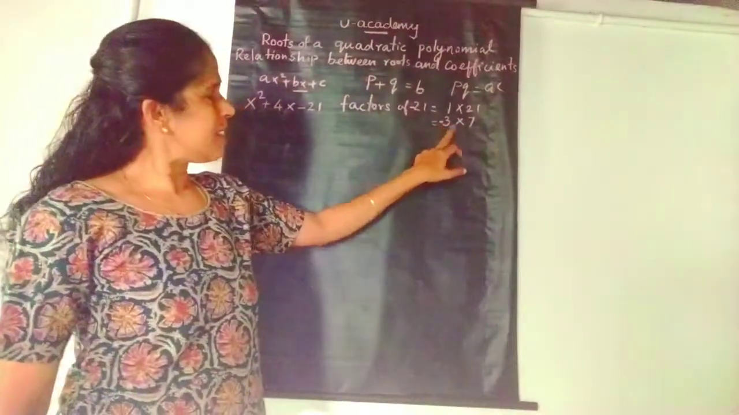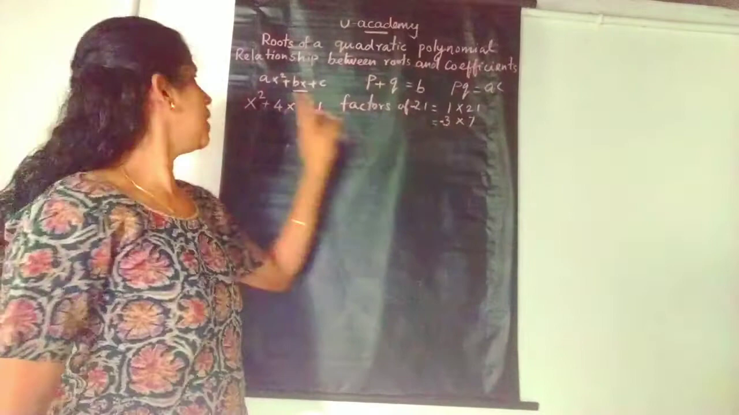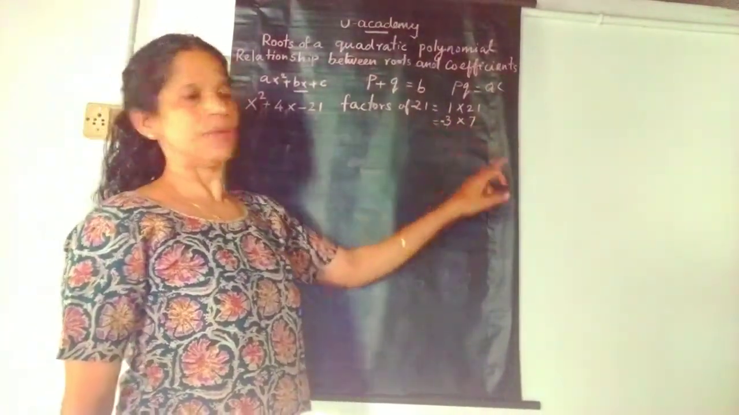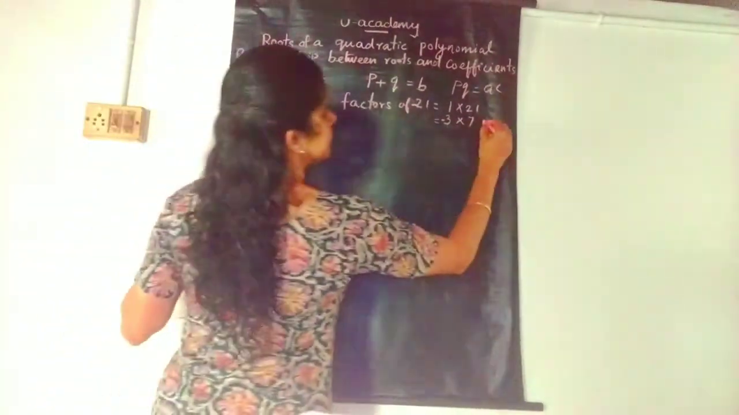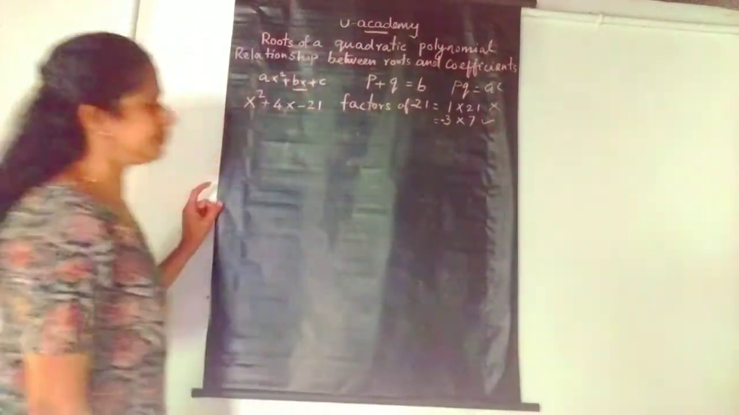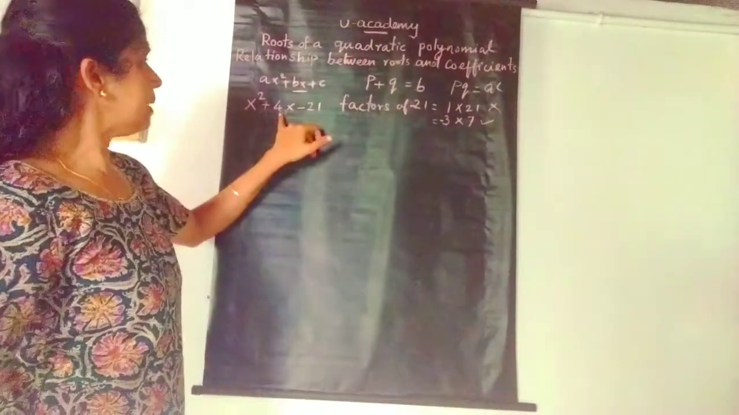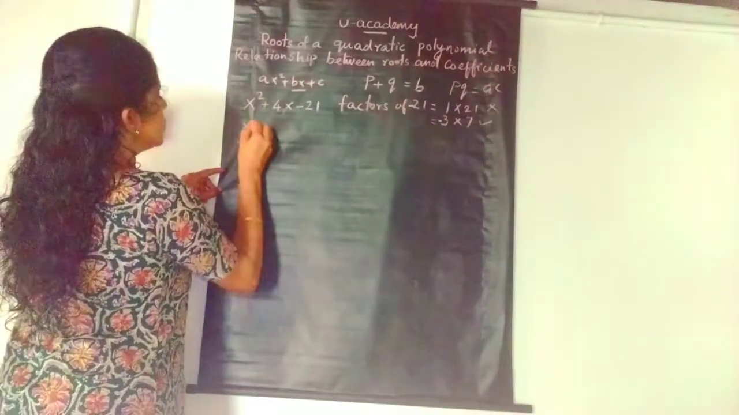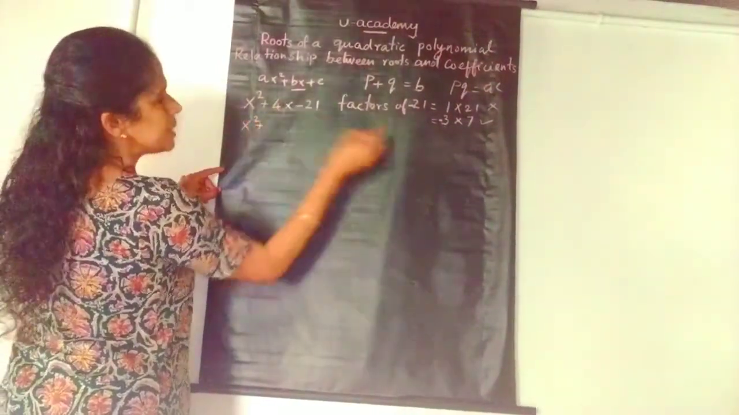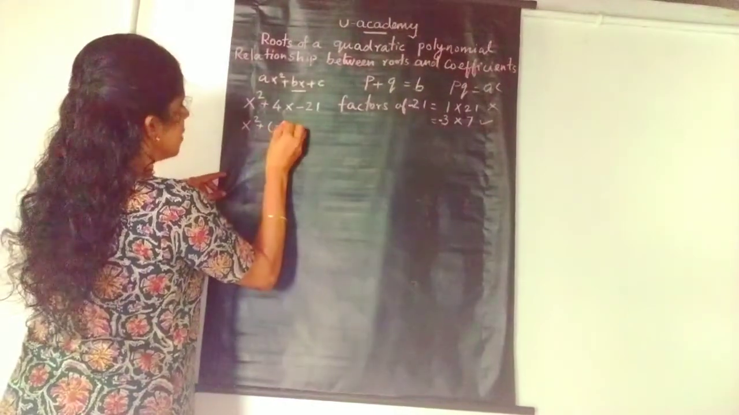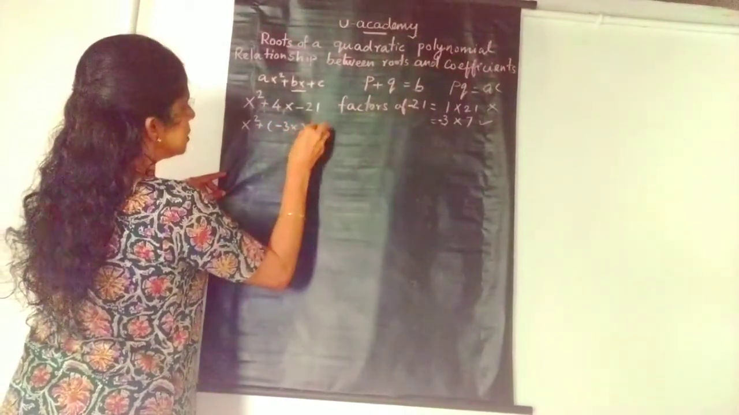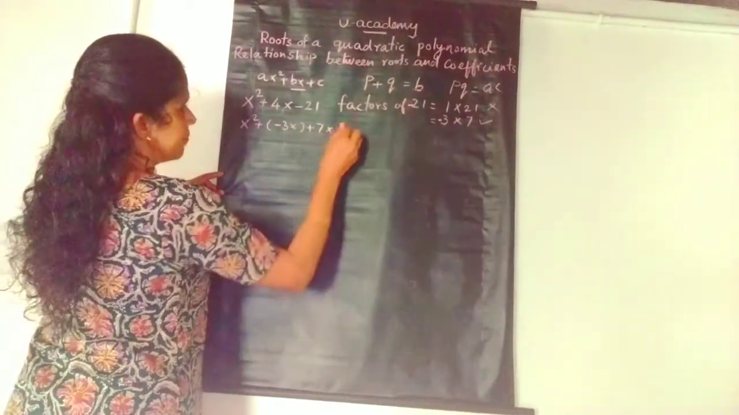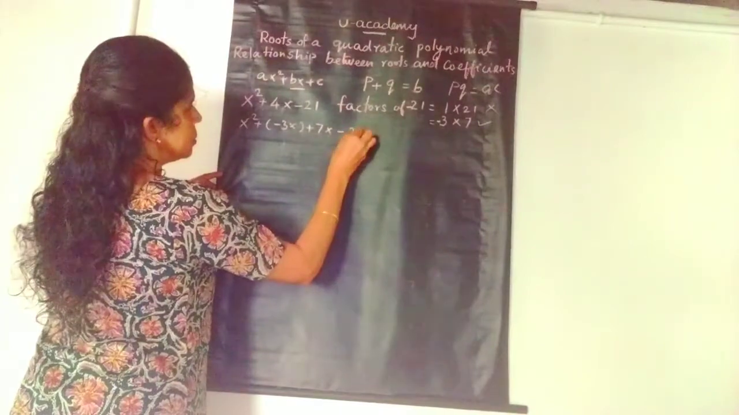So now you can see 7 plus minus 3, we get 4. 7 into minus 3 is minus 21. So this is the factor pair. Now we are going to split the middle term by using these two factors. So x square plus 4x can be written as x square minus 3x plus 7x and minus 21.